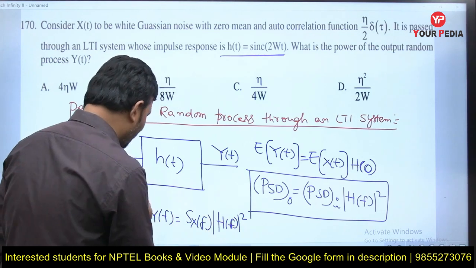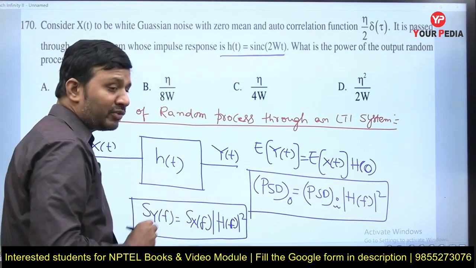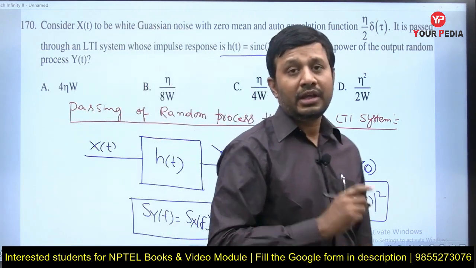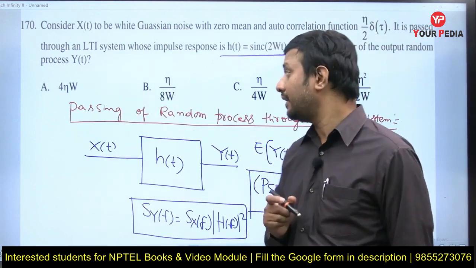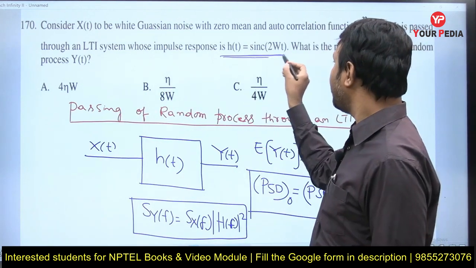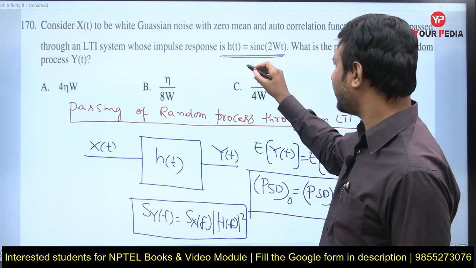How to get the frequency response from the impulse response? Fourier transform of impulse response gives frequency response. Remember, impulse response and frequency response form a Fourier transform pair. Here impulse response is given, so if I calculate the Fourier transform, I'll get the frequency response.